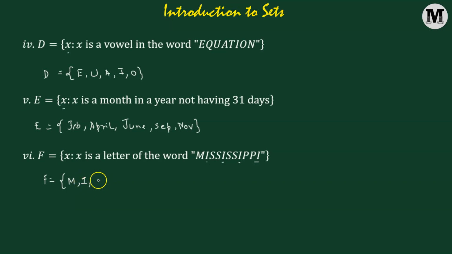Similarly, we go to S. S is also repeated 4 times, but we will only consider one S. And then finally we have P. P is repeating twice, but we'll consider one P. So these are the 4 letters M, I, S, and P that are present in the word Mississippi.